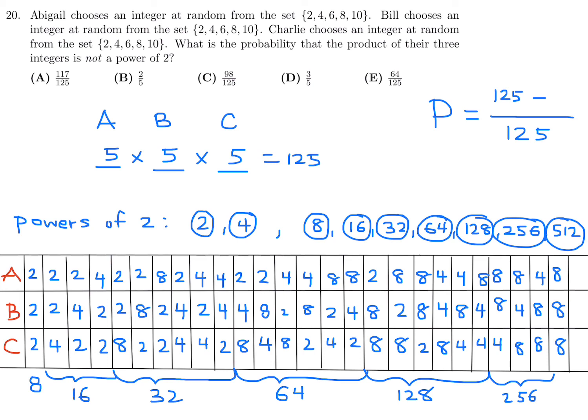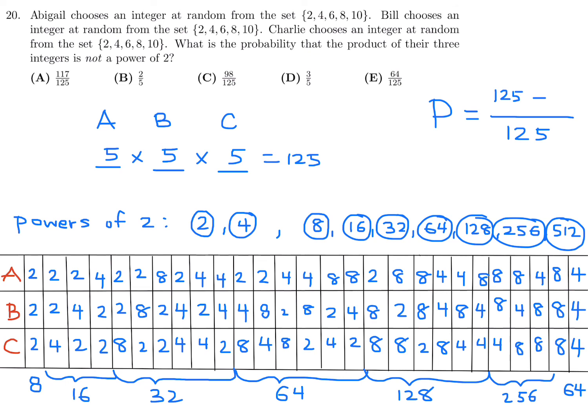Let me see, am I missing one? It's always a good idea to double check. And when I double check, I am missing one. Aha. All the more reason to go back and double check. For 64, I forgot one. And it's a pretty obvious one that I forgot, 4, 4, 4. Okay. Well, there you go.